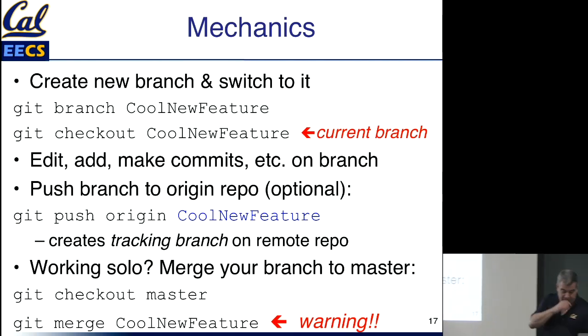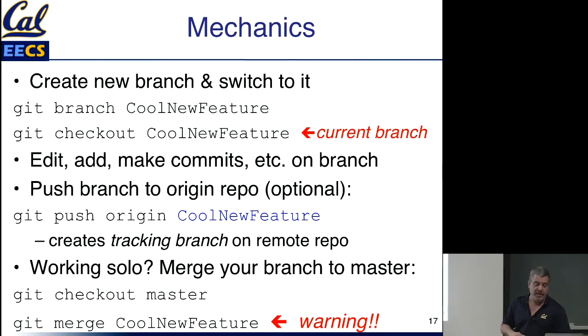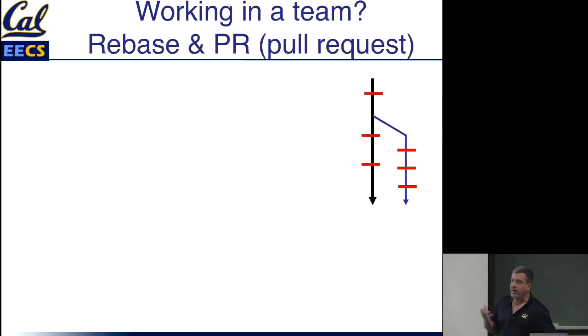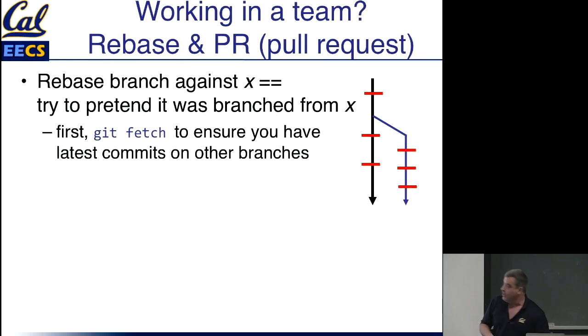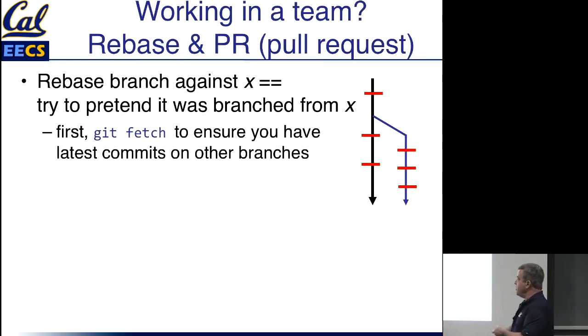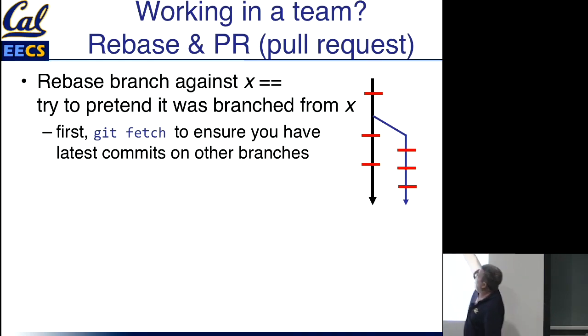So the alternative is to do a rebase instead. And this is the mechanism that we'd recommend you use. Essentially, to rebase a branch against some other branch means to try to pretend that it was branched from that commit. So here's an example where just after the very top commit, a branch was created. Some commits have happened on this branch. And in the meantime, other commits have happened on master, probably as the result of merging other features.